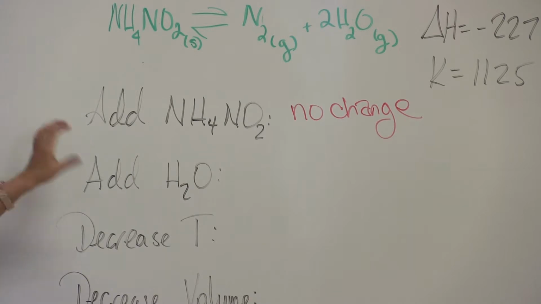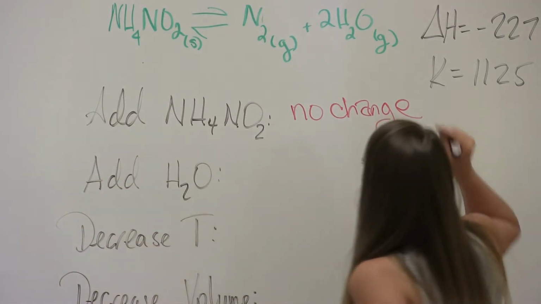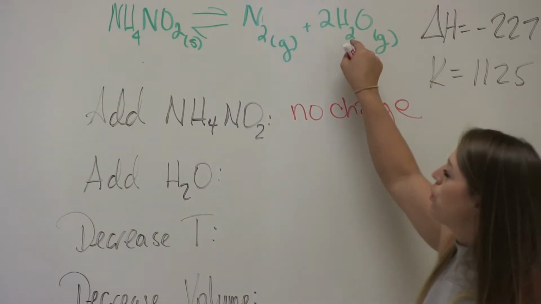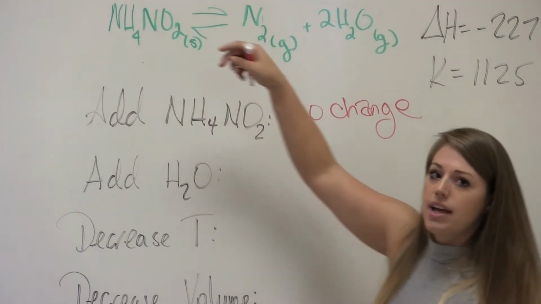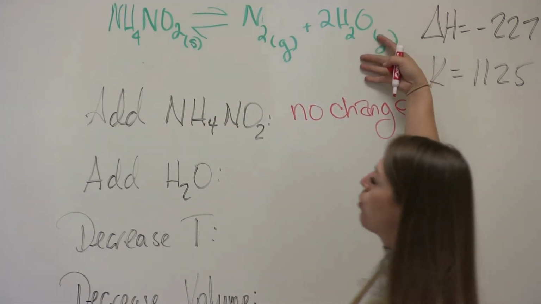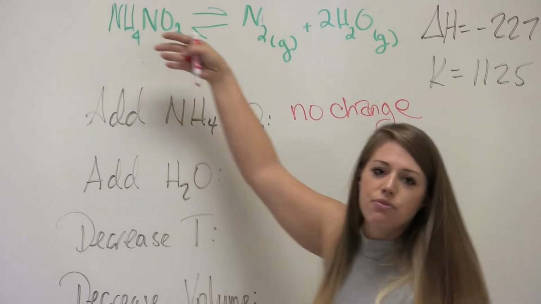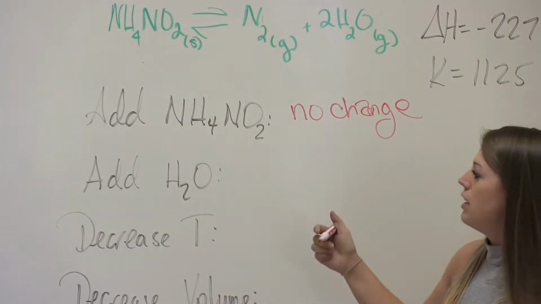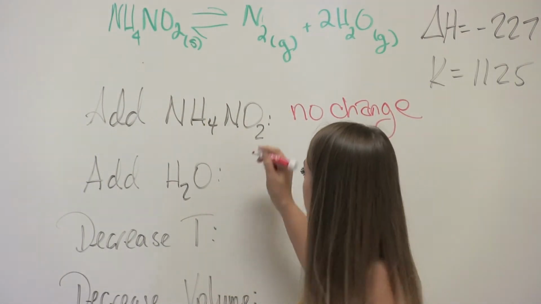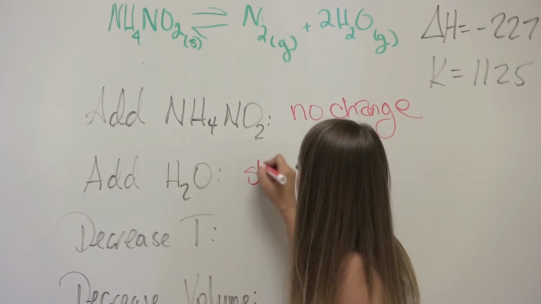Okay, now what's going to happen if we add water? If I add more water into here, I'm going to be producing more on this side. So if I add more in, we're going to shift to the left to make up that difference. We shift to the left to make more ammonium nitrite. So if we add water in, we're going to say shift left.